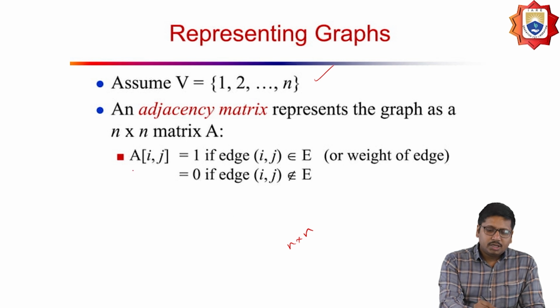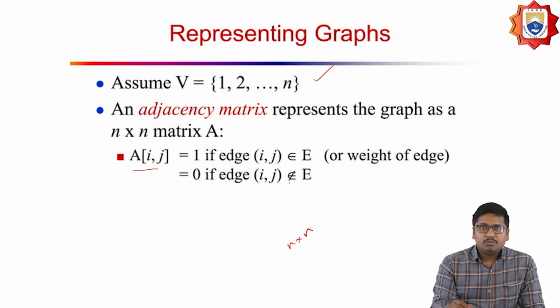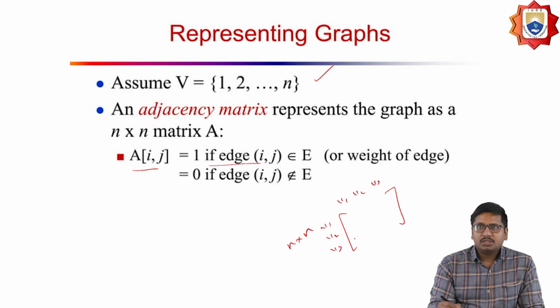Okay, so A of i comma j should be 1 if the edge ij belongs to E, and if it is 0, the edge does not belong to E. So this should be an adjacency matrix where we have m number of vertices. So I can consider it like this: it should be 1 if there exists an edge between v1 and v2. So that should be 1.